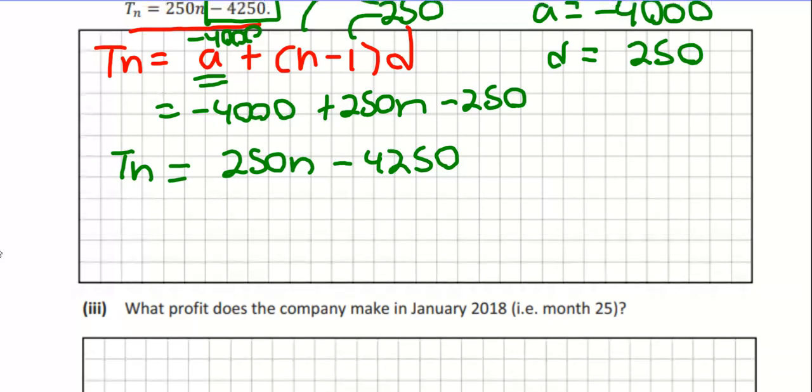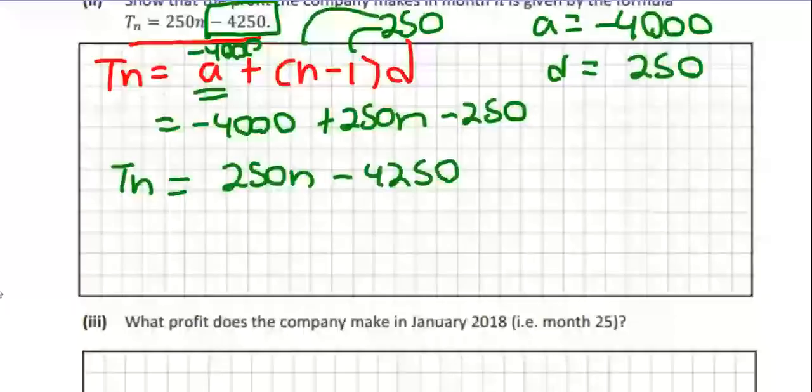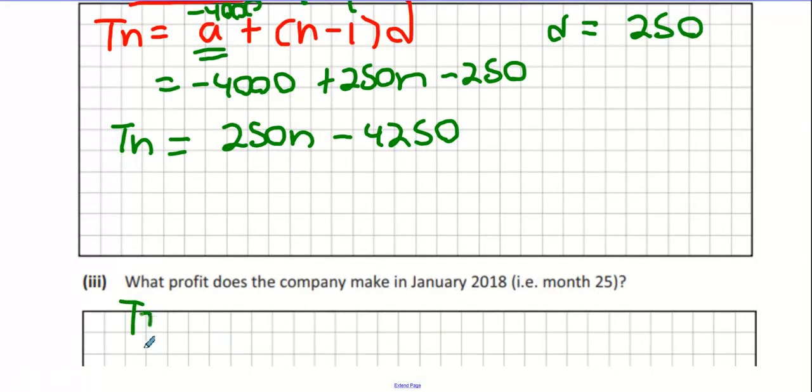What profit does the company make in January 2018, month 25? So they're basically asking us for, are they asking us for T25 or Tn equals 25? Which one are they asking us for? Do they give us the n value? They do, don't they? They tell us that n is 25. Therefore, you're not looking for n, you have n. So n is replaced with 25. So it's definitely a T25 question. Okay? So anywhere you see n, replace it with 25.